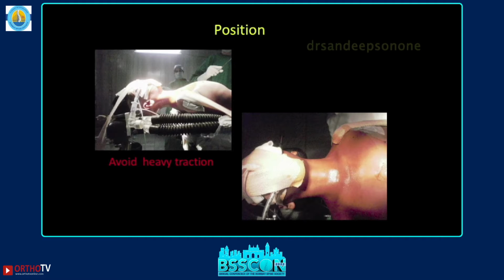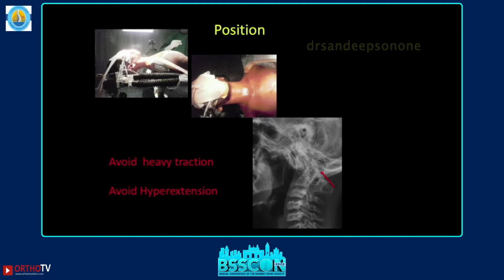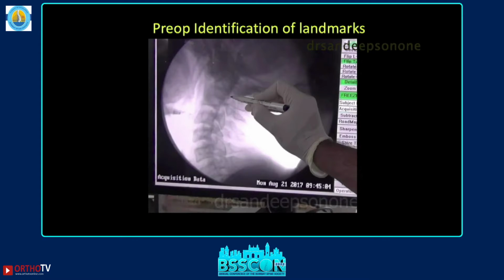The position of the patient is supine on a headrest. Avoid heavy traction because in presence of kyphosis, excessive traction can actually compromise the cord. Also avoid hyperextension in this approach without doing a proper release, because if there are bony anomalies, then that can put additional pressure on the cord in presence of hyperextension.